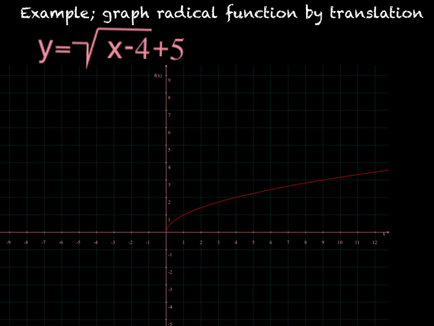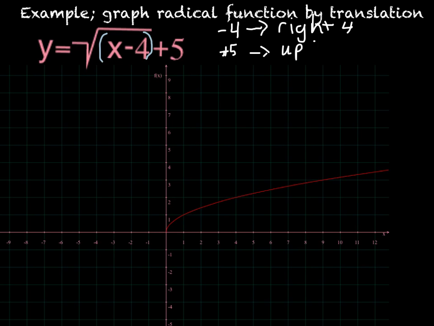Okay, and this last example of this type, y equals the square root of x minus 4 plus 5. So we look at the minus 4 inside under the square root, so that's going to mean we go right 4 spots, and the plus 5 that is on the outside is going to mean that we're going to go up 5.